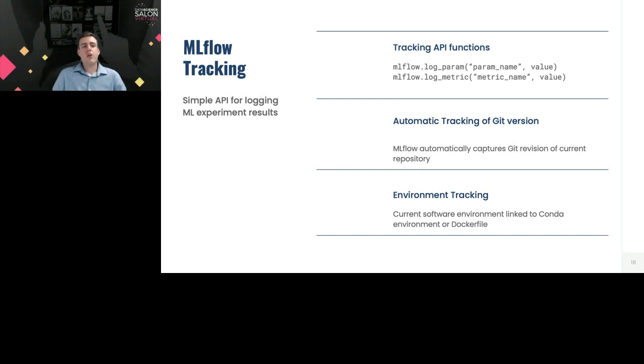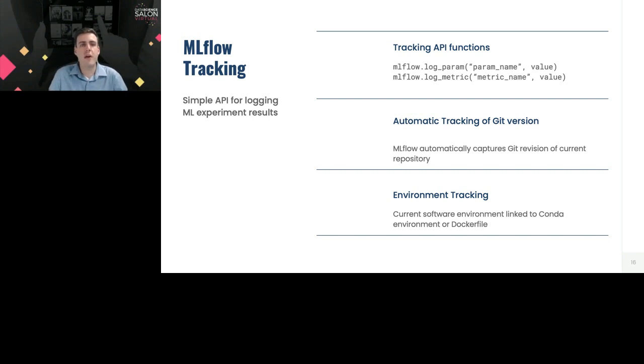Now, tracking in MLflow is simple. There are API functions for logging metrics or parameters, which are just key value pairs. So you have a value, which is the metric, and then it has a name, which is the string or the key. You call a function to do the logging. It automatically integrates with Git to capture the Git revision that you're currently running your experiment under. And it tracks environments too. It actually integrates with Conda or Docker to set up the environments in which experiments are run.